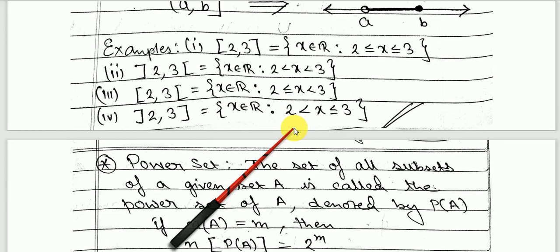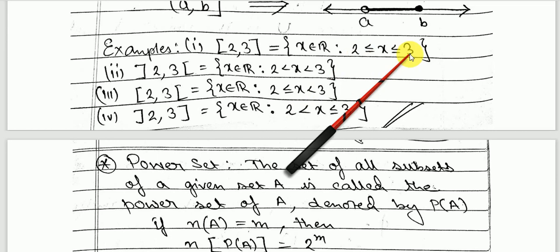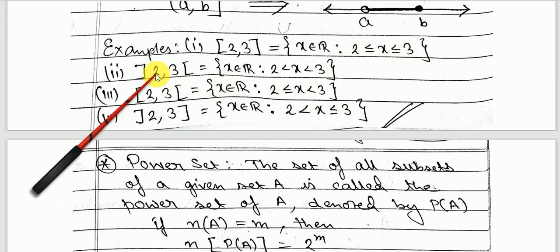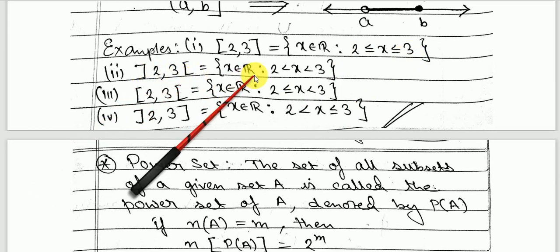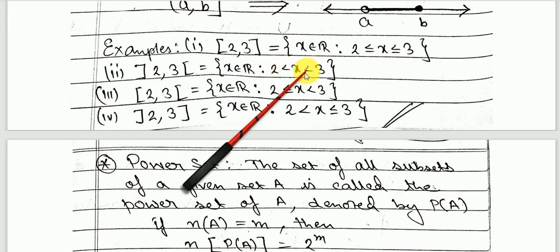You can see examples over here. Closed interval [2, 3] means it is the set of all real numbers from 2 to 3. Here open interval (2, 3) means all real numbers between 2 and 3, but 2 and 3 are excluded. You can check these two also.